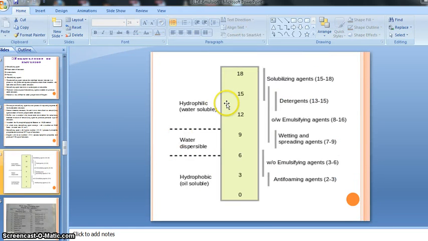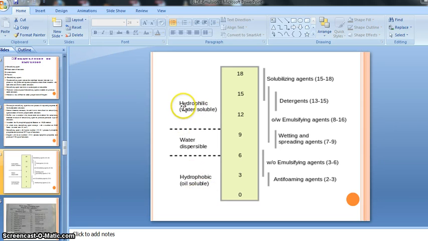So have a look at the scale. This is the HLB scale or HLB method, the hydrophilic lipophilic balance. Let's see this scale. It contains the hydrophilic, that is, water soluble emulsifying agents. Then in the bottom, that is the lipophilic, the oil soluble substances, and in between the hydrophilic and hydrophobic.